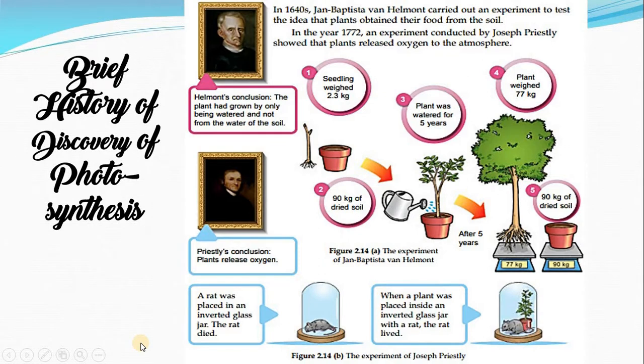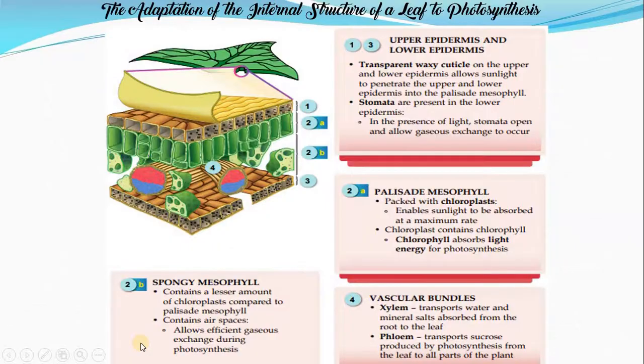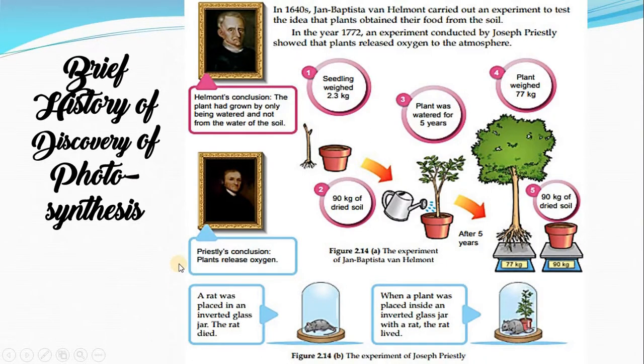Now we will look at the brief history of discovery of photosynthesis, sejarah penemuan photosynthesis. Actually a lot of experiments were carried out by many scientists, but we are going to discuss only 2 scientists here. The first scientist is John Baptista van Helmont, and the second one is Joseph Priestley. So we look at first John Baptista van Helmont.